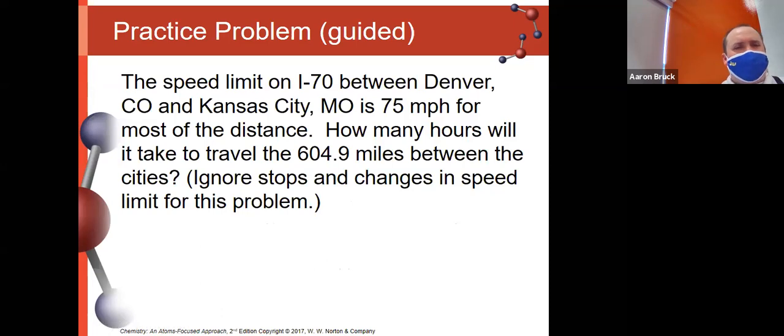Speed limit on Interstate 70 between Denver, Colorado and Kansas City, Missouri is 75 miles an hour most of the way. How many hours will it take to travel the 604.9 miles between the cities? For the purposes of this problem, we're going to ignore stops, we're going to ignore speed traps, we're going to ignore changes in speed limit as you go between the two cities.